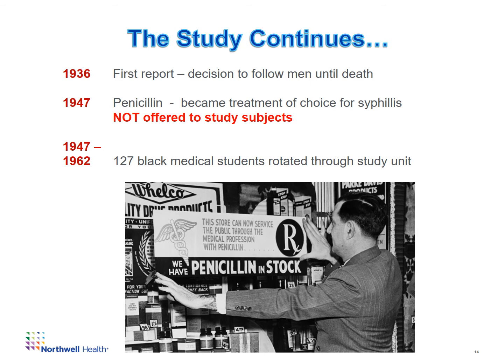Over the years, nurses, doctors, and public health officials were either ignorant to or ignored the progress and repercussions of participation in this study. From 1947 through 1962, 127 black medical students rotated through the Tuskegee Syphilis Study Unit, but the fate of the subjects remained unreported.